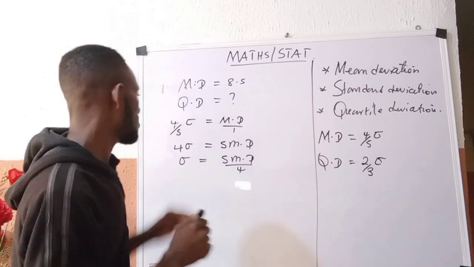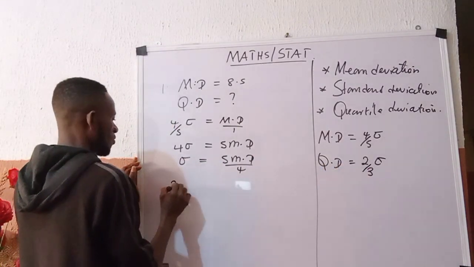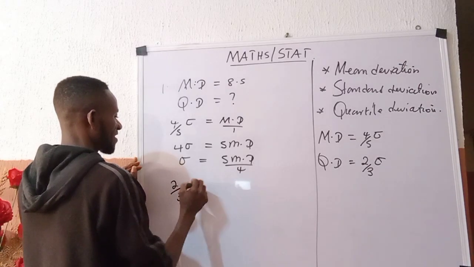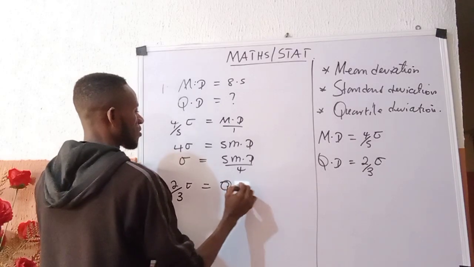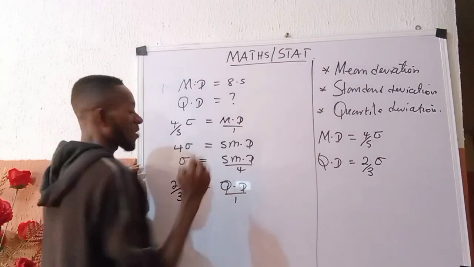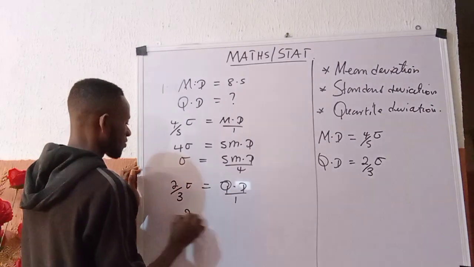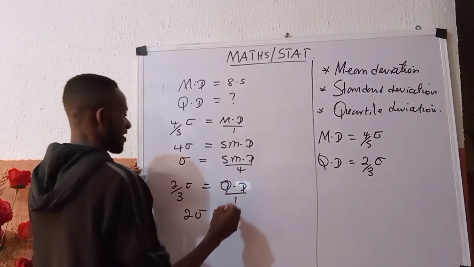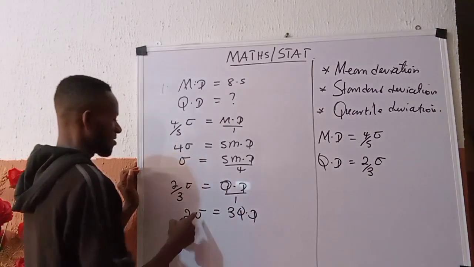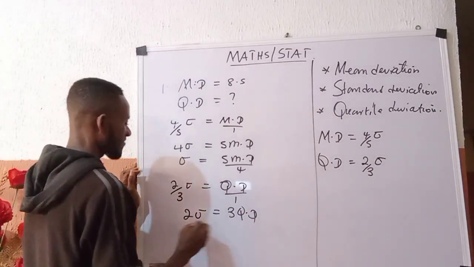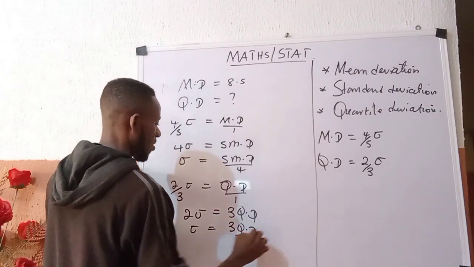Then we come over here and say that 2 over 3 sigma is given as Q.D, which I can say is all over 1 for convenience, and then we cross multiply. 2 sigma multiplied by 1 is 2 sigma, which equals 3 times Q.D, that is 3 Q.D. Making sigma stand alone, sigma is given as 3 Q.D all over 2.